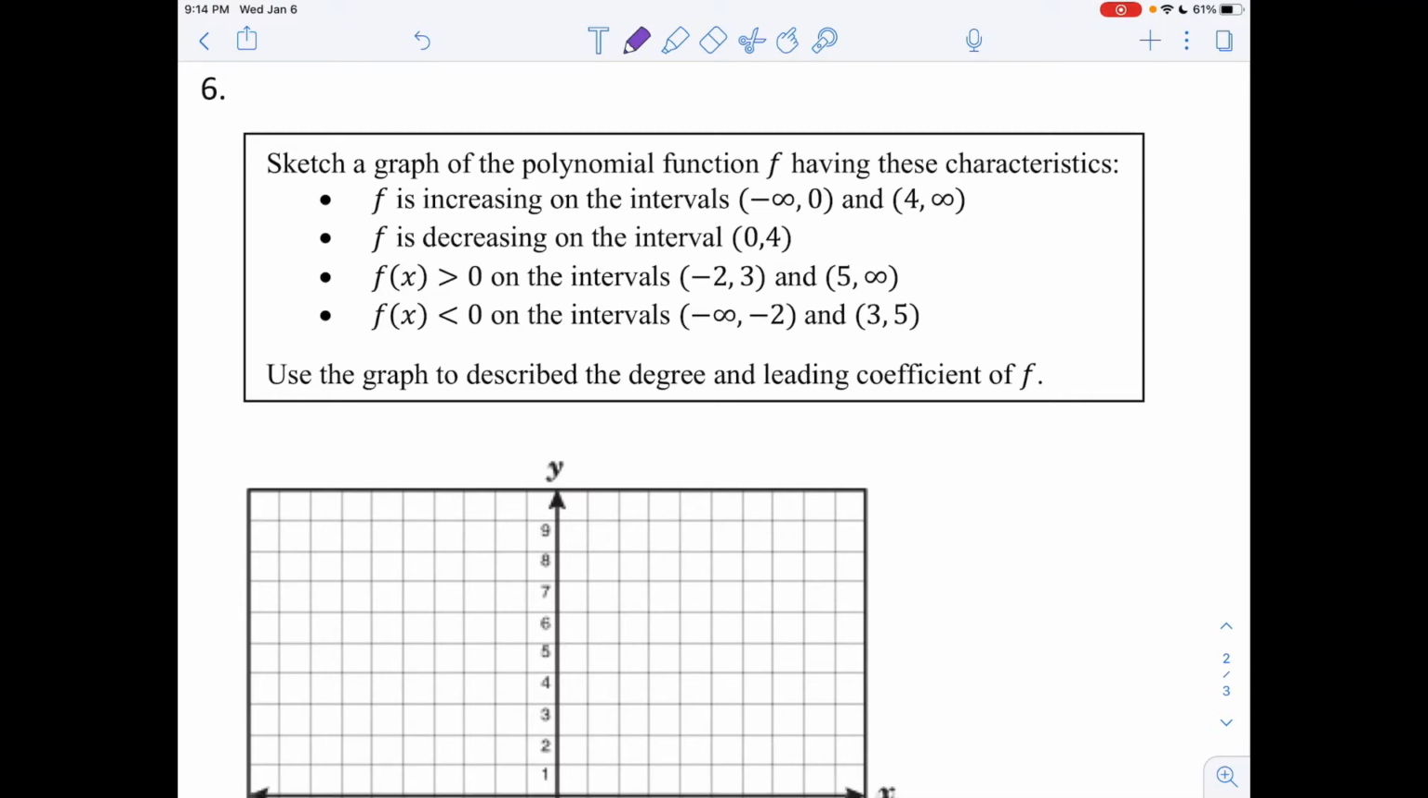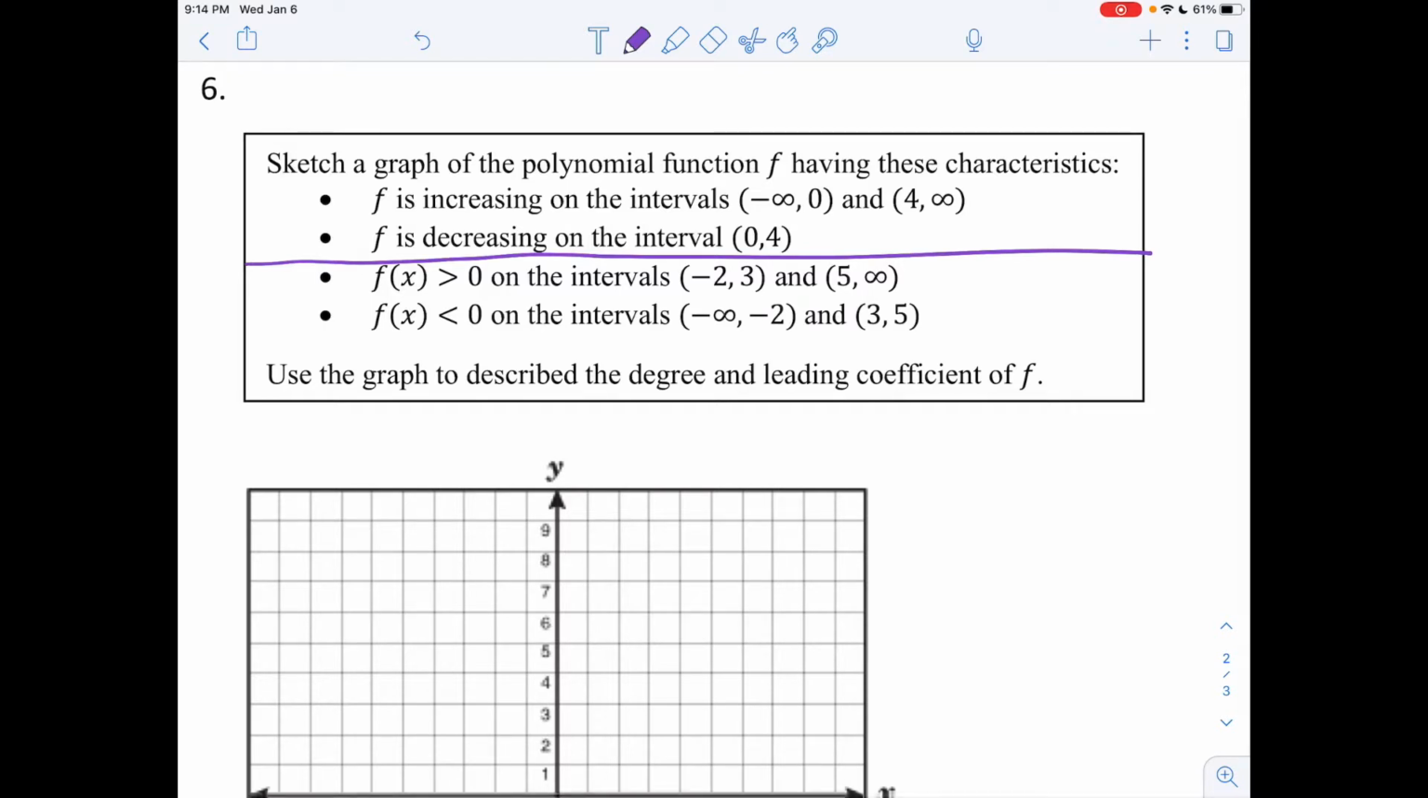It's not going to be accurate because we don't know exactly where all the twists and turns are, but we can get a general idea of what a function that meets these criteria might be. So I'm going to divide this into two parts. We'll talk about increasing and decreasing intervals, and then we'll talk about above or below the x-axis.